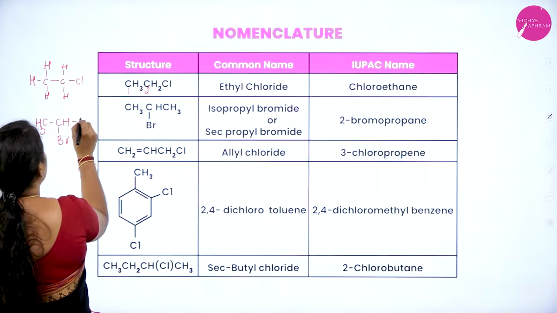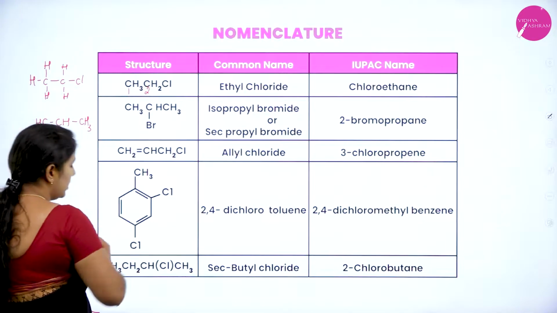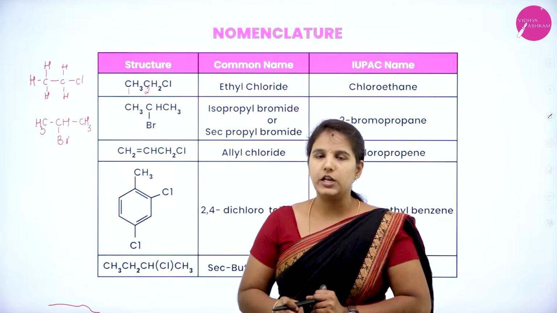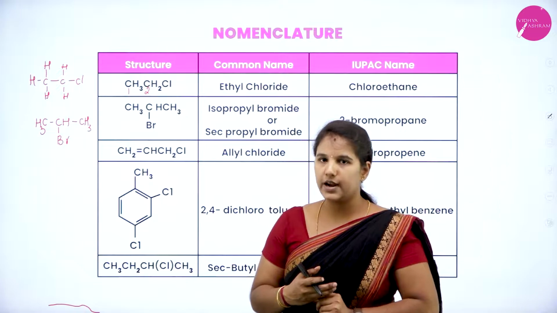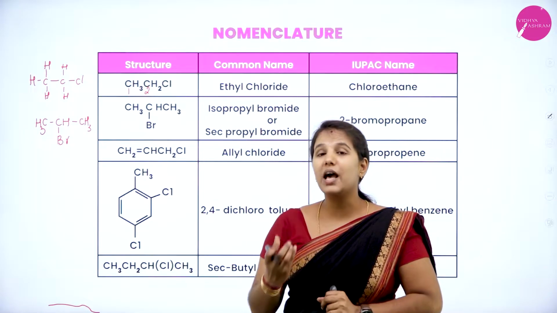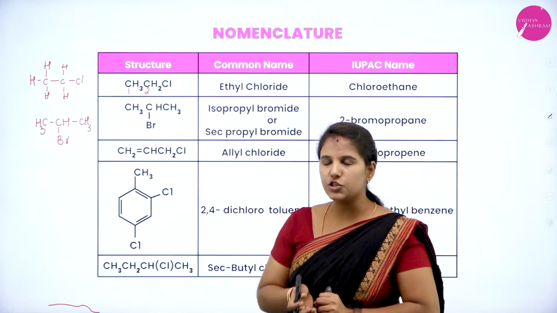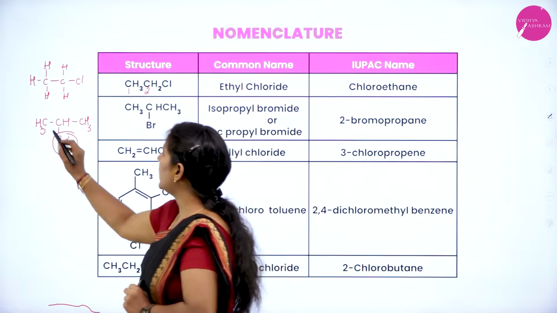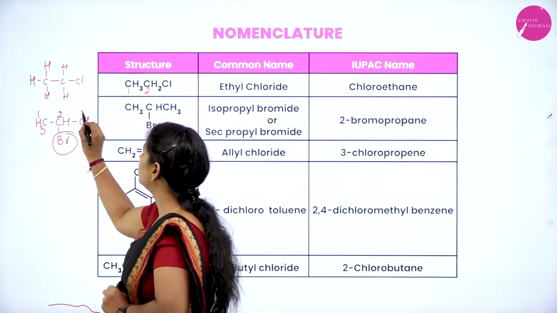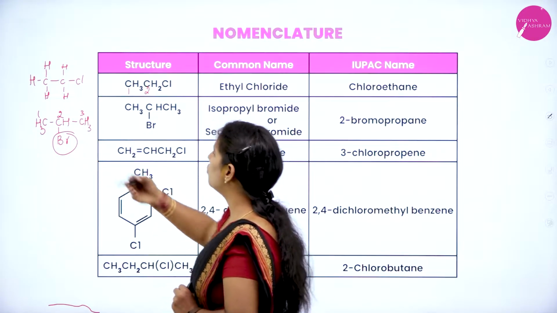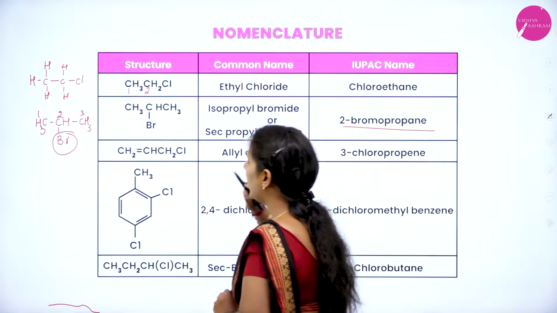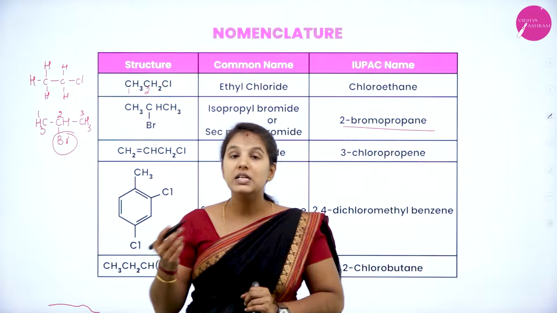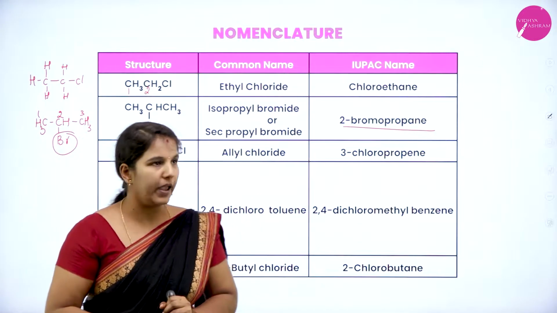So we all know that if substituent groups have been attached to the carbon chain, they have to be named first, right? And we have to see to which carbon atom the substituent group is attached. Here this Br is my substituent group and it has been attached to the second carbon atom, right? So it is 2-bromopropane. Why propane? Because you can see that there are only 3 carbon atoms. So it is 2-bromopropane.